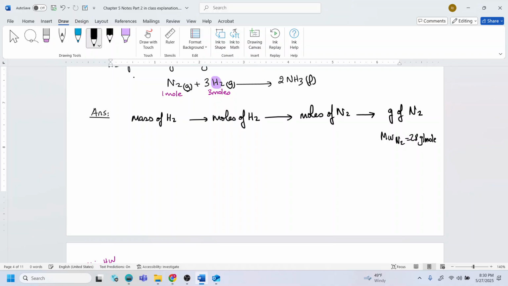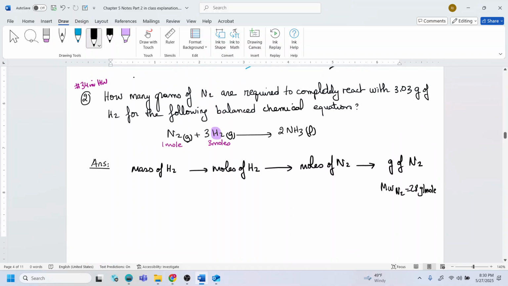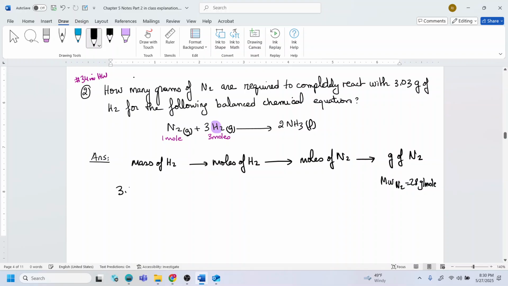So I'm starting with the mass of the hydrogen that is given. It's given to be 3.03 grams of hydrogen. And I want to change this into moles of hydrogen, so I need to multiply it by the molecular weight of hydrogen. The molecular weight of hydrogen is 2 grams per mole. Every hydrogen is 1, so that is going to be 2. So for every 1 mole of hydrogen, I have 2 grams of hydrogen.